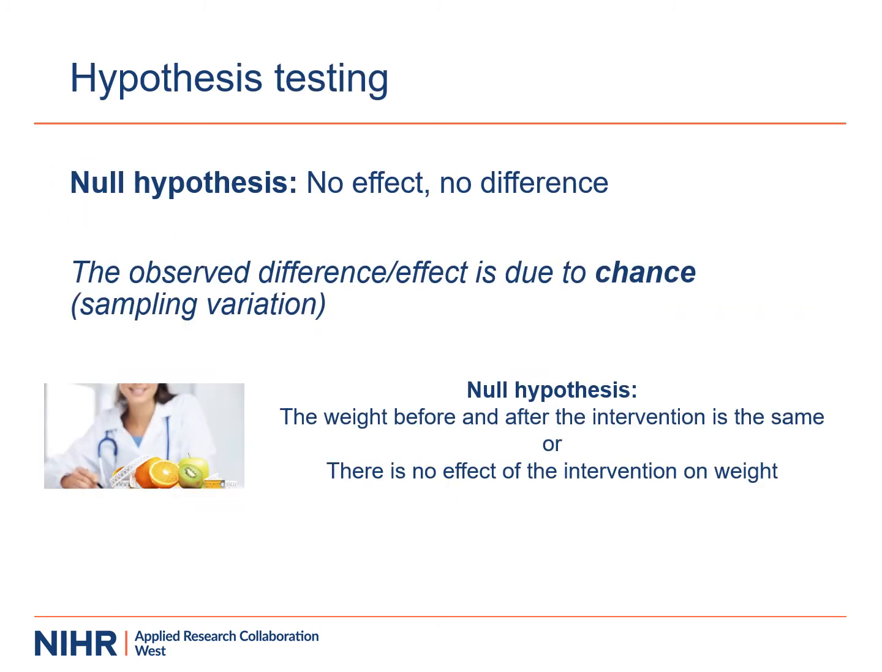Okay, so this is the last part of this lecture, and it's about hypothesis testing. For every statistical test, you will start by defining your null hypothesis. And your null hypothesis always states that there is actually no effect or there's no difference. So if you have seen a difference or an effect in your study, you're asking yourself, what is the chance that the observed difference or effect is actually due to sampling variation. In our weight loss example, our null hypothesis would be that the weight before and after the intervention is the same, or there is no effect of the intervention on weight.